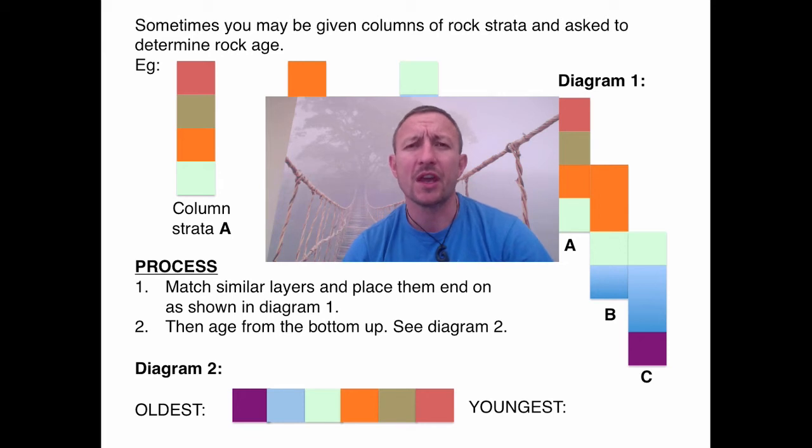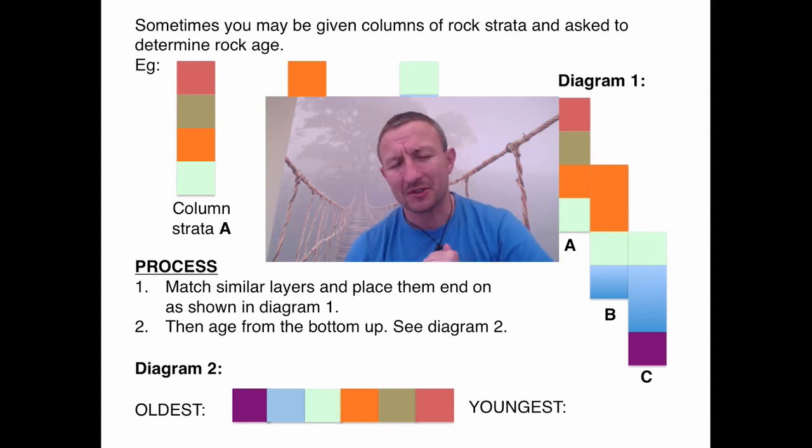Now if you go onto the iBooks exercises that I've generated in this course, you'll find that there's plenty of examples of this for you to work through. So think about it logically. Lower down, going to be old. Higher up, it's going to be young.